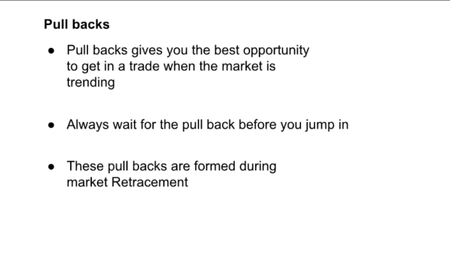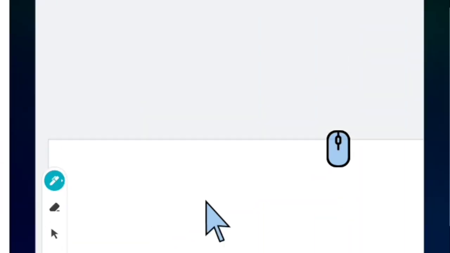So you can see pullbacks give you the best opportunity to get in a trade when the market is trending. All right, when the market is trending. So always wait for the pullback before you jump in the trade. Always wait for pullbacks. Now, these pullbacks are formed during market retracement, right? So let me show you what I'm talking about.